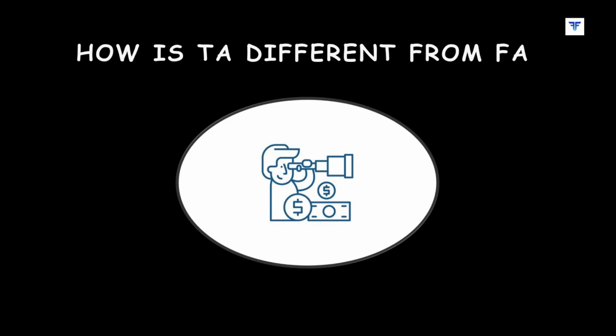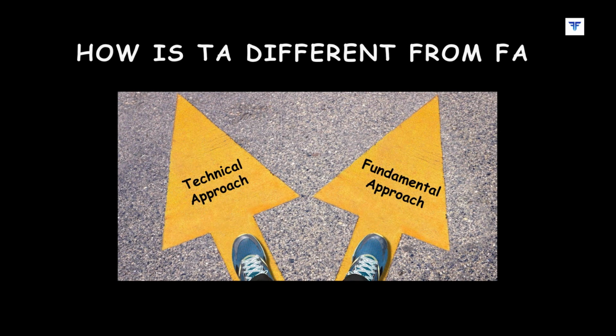Let us now talk about how technical analysis is different from fundamental analysis. Keep in mind that the end objective of technical and fundamental analysis is to forecast the future price of a security. However, the approaches that are used to reach this end objective vary.